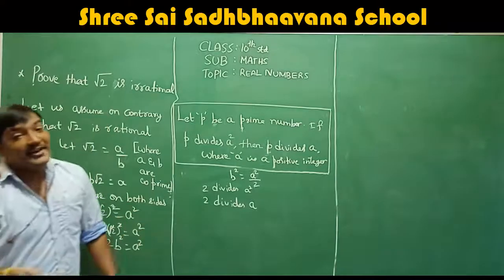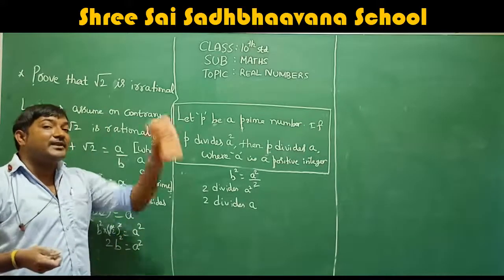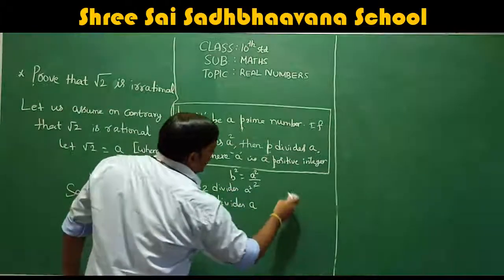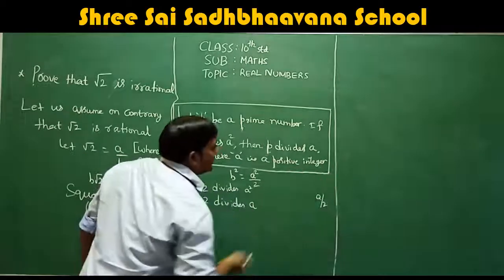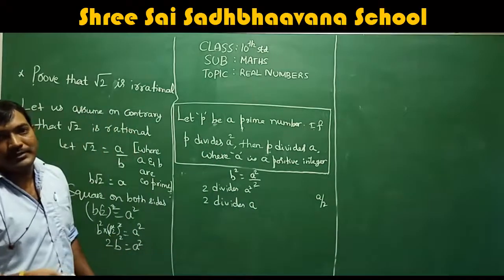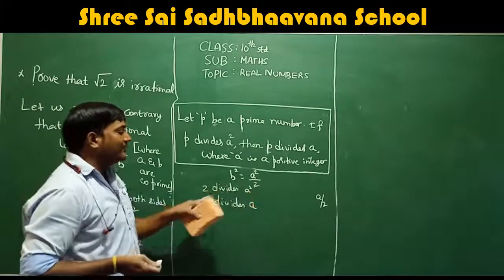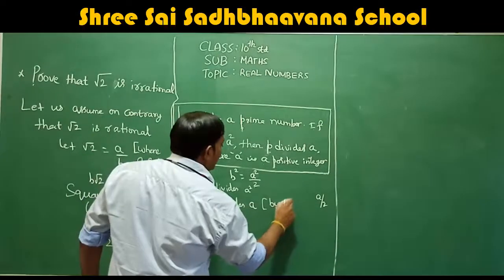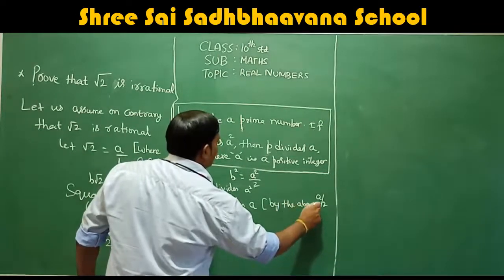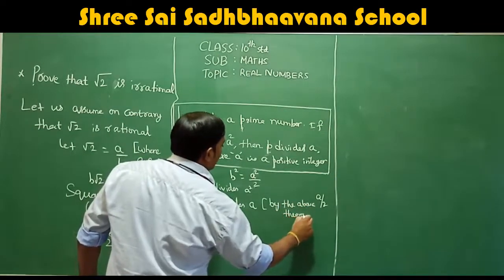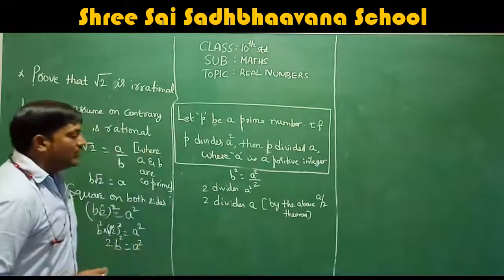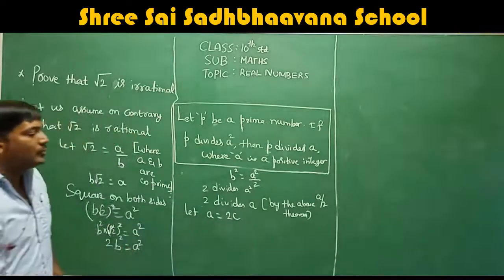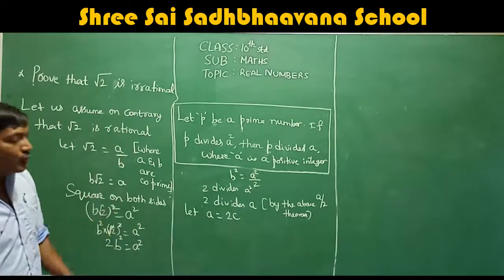We proved that 2 divides a square. It means a can be written as 2 into c. It means a is also divisible by 2, right? If a square is divisible by 2, it means a by 2 is also possible. So, if 2 divides a square, 2 divides a also, by the above theorem. We proved that. Okay. Now, let me take one assumption again here. Let a be equal to 2c. In the place of a, I am assuming 2c.